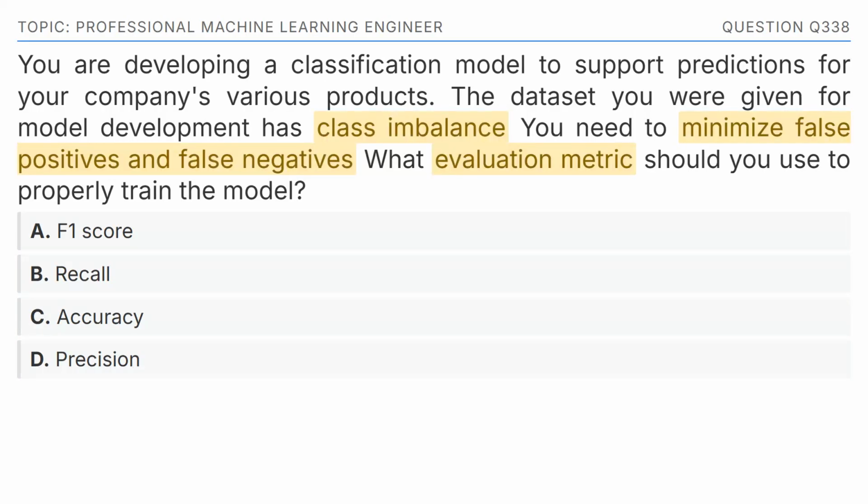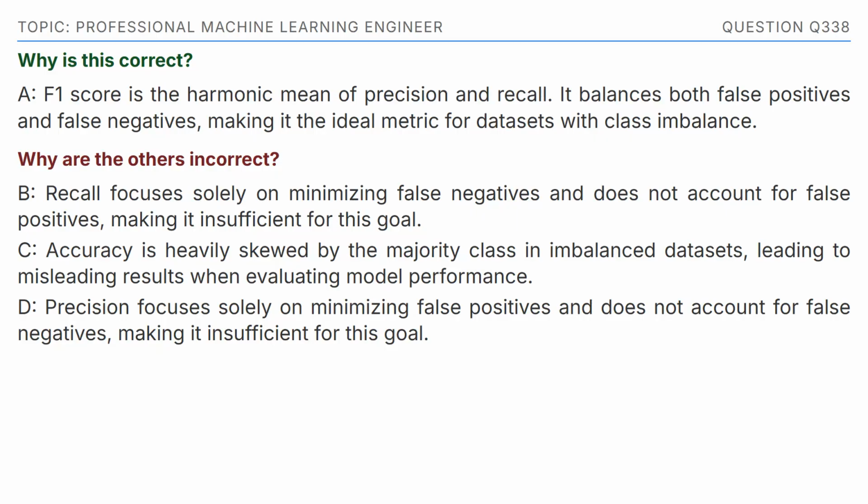To arrive at the correct answer, we focus on the keywords: class imbalance, minimize false positives and false negatives, evaluation metric. The correct answer is option A, F1 score. Why is this correct? A. F1 score is the harmonic mean of precision and recall. It balances both false positives and false negatives, making it the ideal metric for datasets with class imbalance.